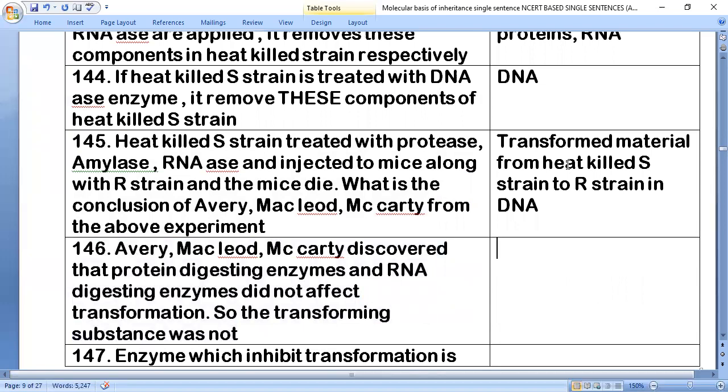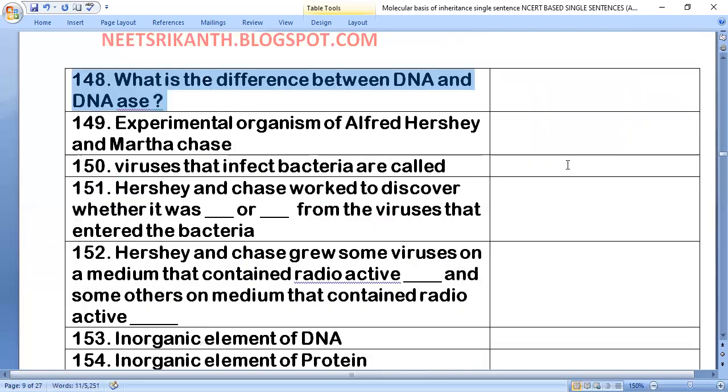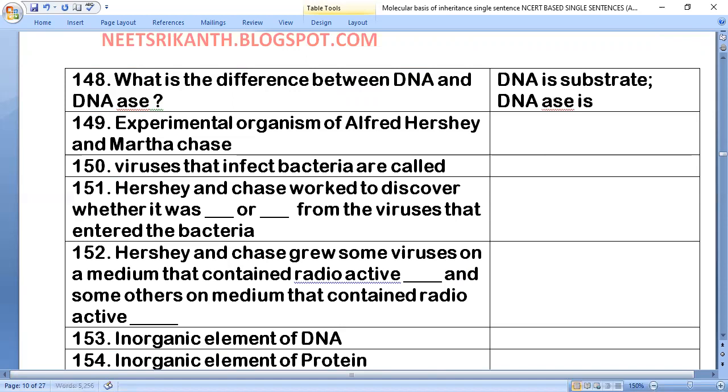Avery, MacLeod, McCarty discovered that protein digesting enzymes and RNA digesting enzymes did not affect transformation. So the transforming substance was not protein or RNA. Enzyme which inhibits transformation is DNase. What is the difference between DNA and DNase? DNA is substrate and DNase is enzyme.